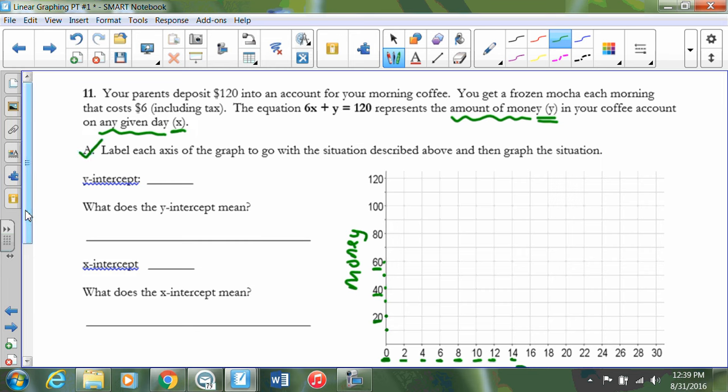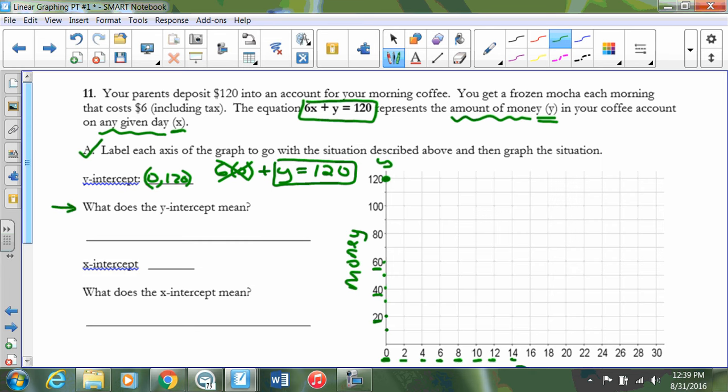Okay, the y-intercept, let's stop for a second. We see the equation right here. We know how to get the y-intercept, we just practiced it. So that means we put a 0 in for x, and we solve for y. So 6 times 0, gone, it's 0. And so it tells us y equals 120. So we go to the y-axis, we find 120, and we put a dot. That's our y-intercept. That's going to be (0, 120). We'll come back to what the y-intercept means in just a second.